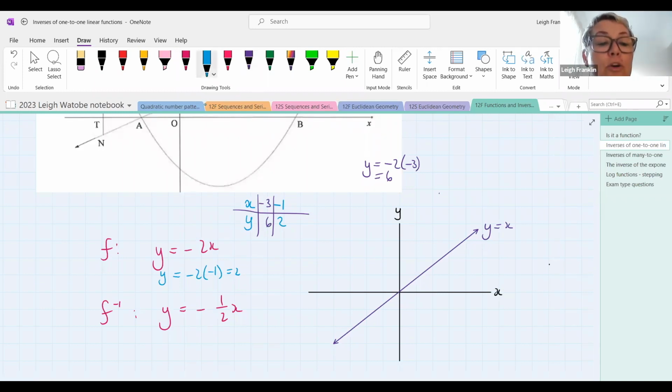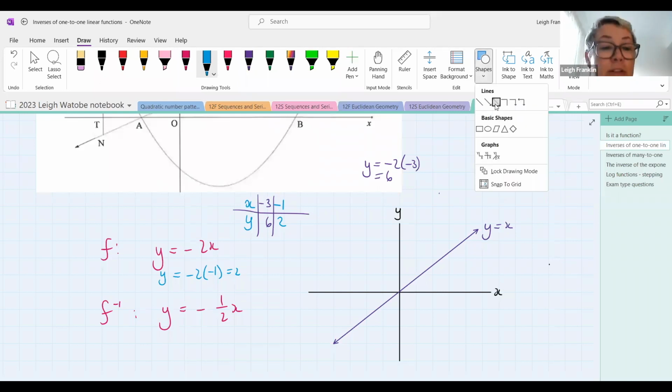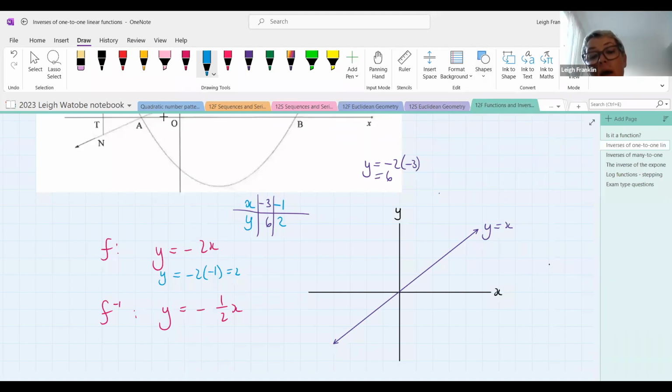So let's say you're now going to go and plot the point -1 and 2. The easiest thing for you to do though, all right, is you know that it's got to go through that point. It's got to go through the origin. So now I'm going to do that. And then over here, I'm going to label that point over there as -1 and 2.